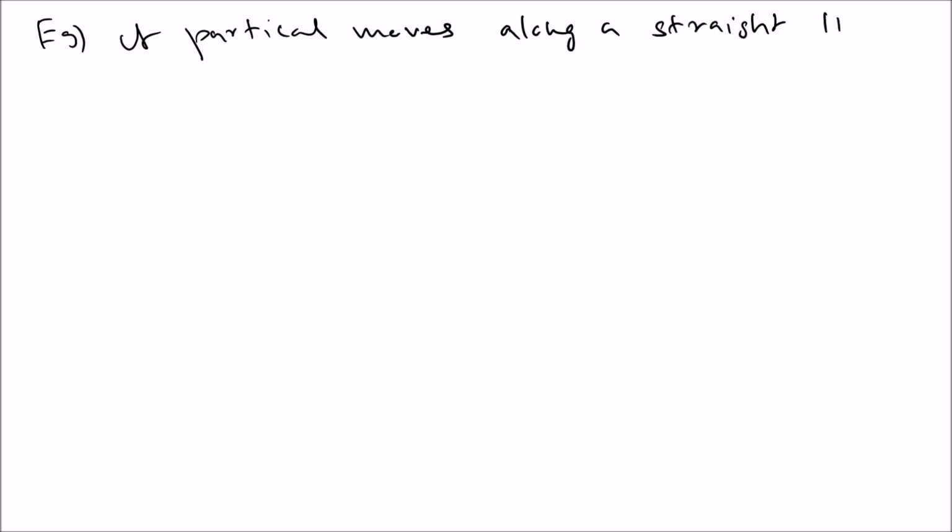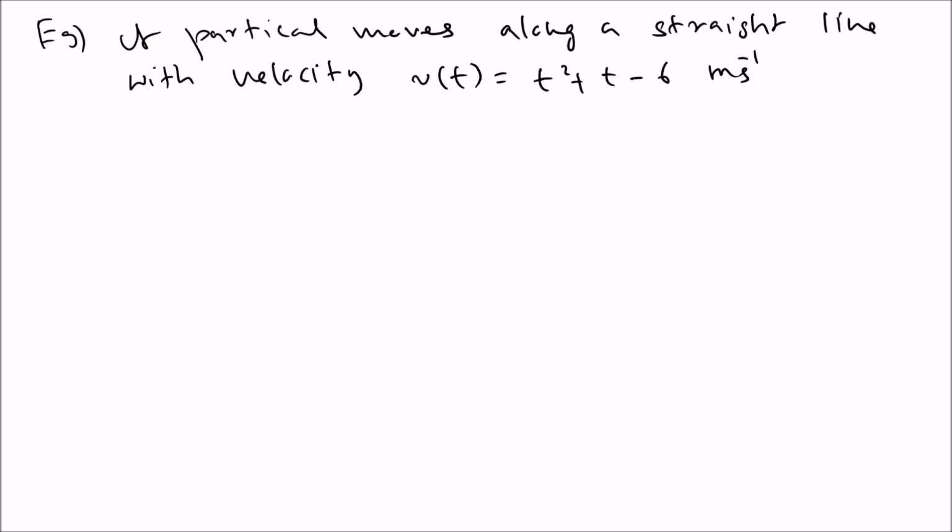Only one example. Okay, so let's do this one. The example is, let's say a particle moves along a straight line with velocity v(t) given by some function, let's say t squared plus t minus 6 meters per second. That's the unit, t squared plus t minus 6 meters per second.